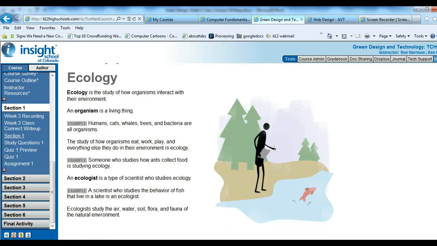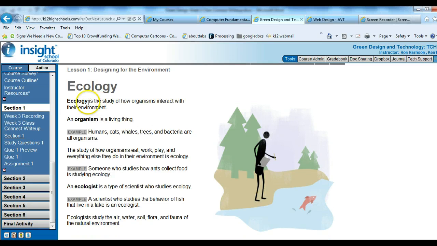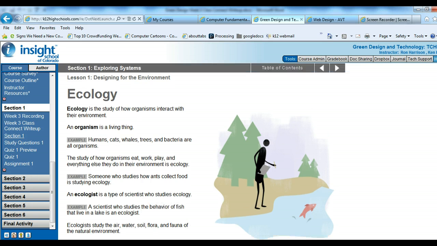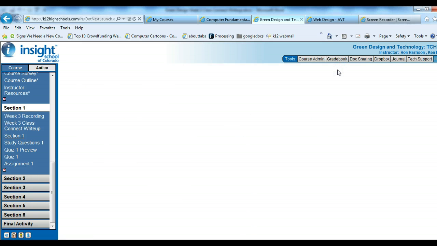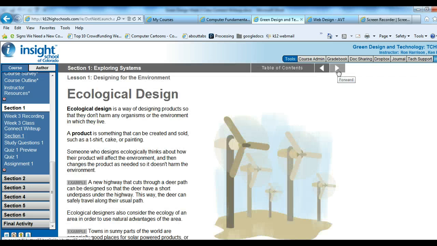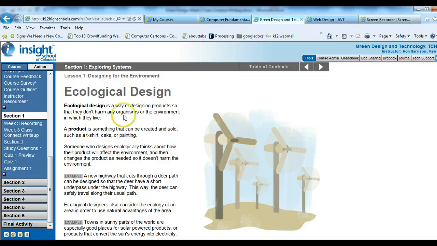Now jump into talking about ecology. Some things you may know from science classes. An ecologist is a scientist that studies ecology. So make sure you know what these terms are. They'll not only help you when you do your study questions, but I'm sure it'll help you on the quiz too, the unit quiz. What is ecological design? Design products so they don't harm organisms or the environment.